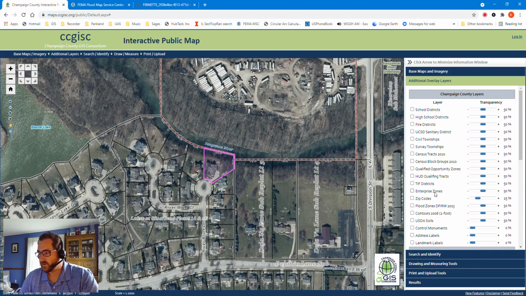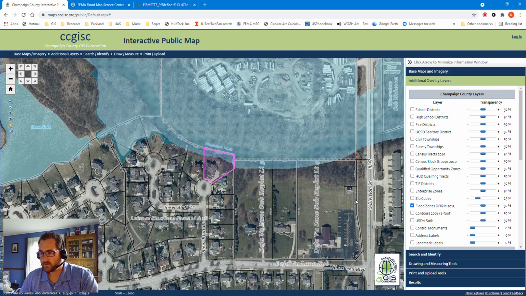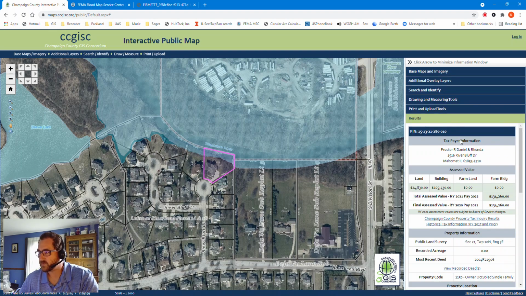So if we go in and turn on the flood zones here, you can see it comes up pretty close to the property. A lot of people would take this and say, yes, this is what I need. But what we know is we need to get the base flood elevation for the elevation certificate. So I've got the address here, 1516 River Bluff Drive.